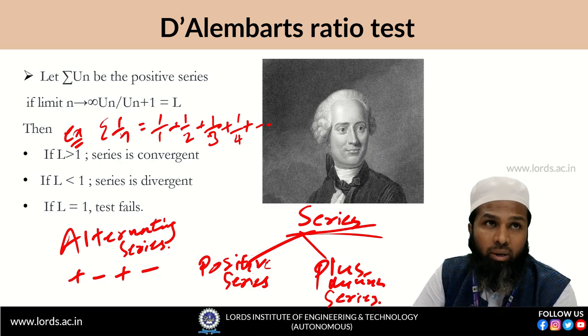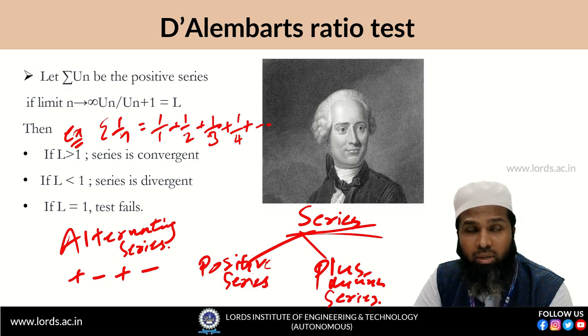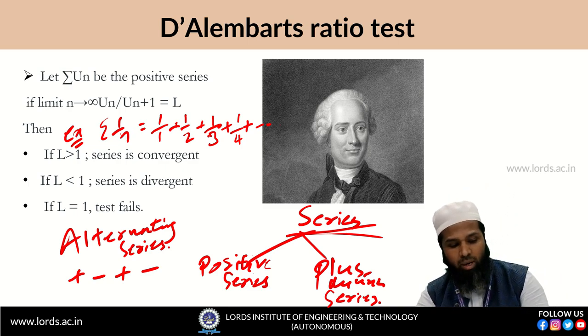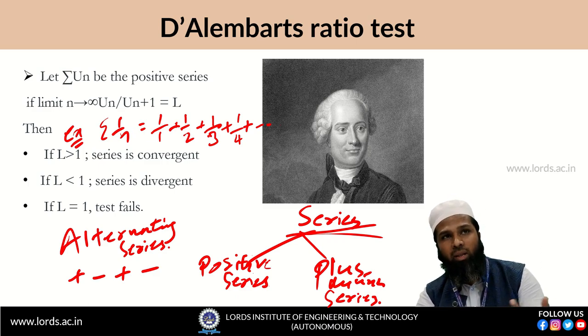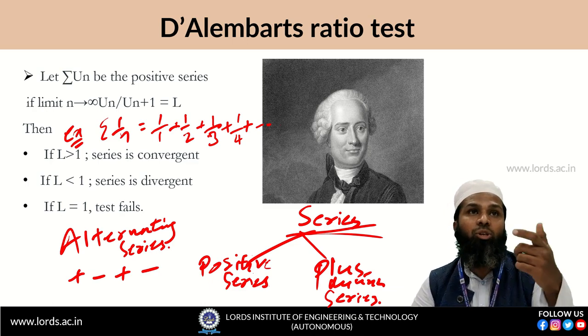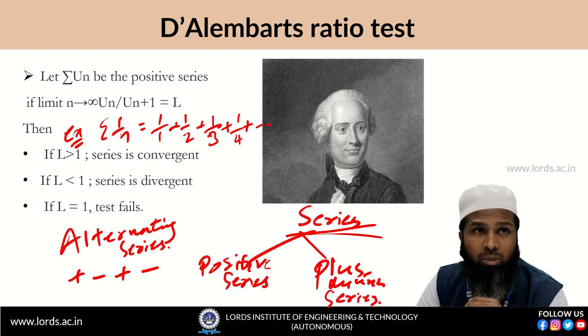So what is the condition taken by him? See, let summation un be the positive series. So the first condition is that whatever series you are checking for convergence should be a positive series. And the formula given by him is: limit as n tends to infinity of un divided by un plus 1. Un is nothing but the nth term, and un plus 1 is nothing but the n plus 1th term. Now we have to calculate the limit of this ratio, un divided by un plus 1. If the limit exists, it is equal to some L.